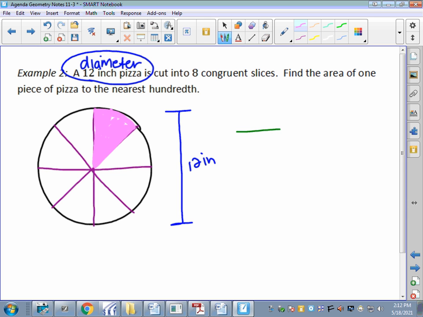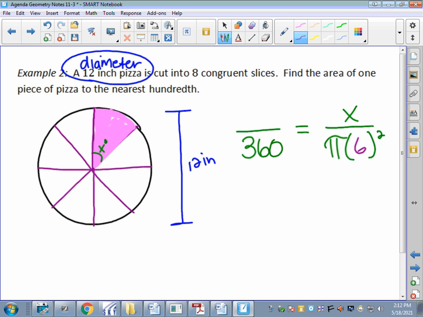Our big clue, we know we're going to start off with a proportion. I know it's the degrees. So x degrees of that sector over 360 equals x over pi r squared. Do you know the radius of this circle? Well, sure. If the diameter is 12, doesn't the radius have to be 6? It's 6 inches from here to here, so that's 6.